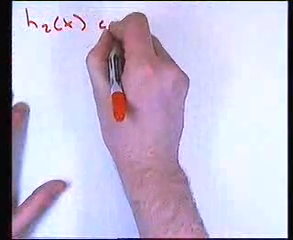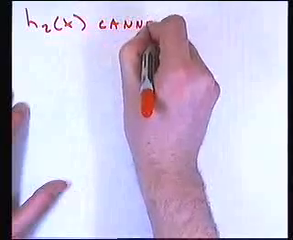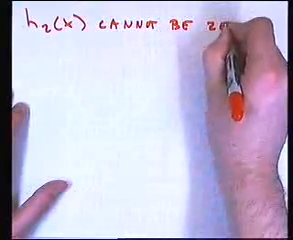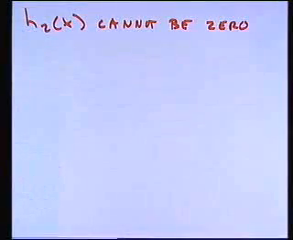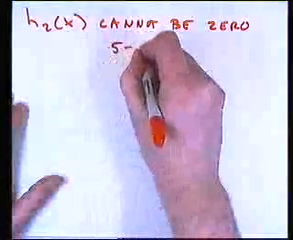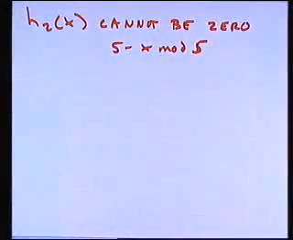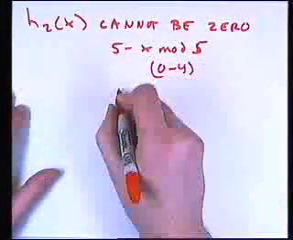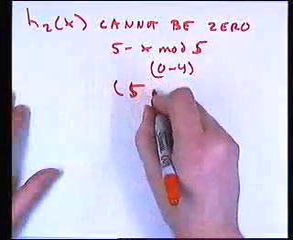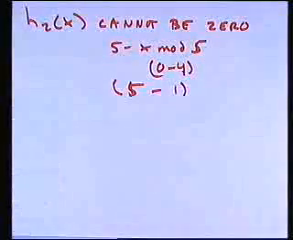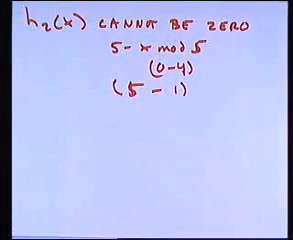Firstly, one very important thing, H2 of X cannot be 0, ever. You do not want to design a function that could ever return 0 for any value. And indeed, we couldn't before when we said 5 minus x mod 5. Well, what we have there is x mod 5 gives us a number from 0 to 4. And so the whole thing gives us a number from 5 to 1. And so the overall 5 minus x mod 5 expression can never be 0.